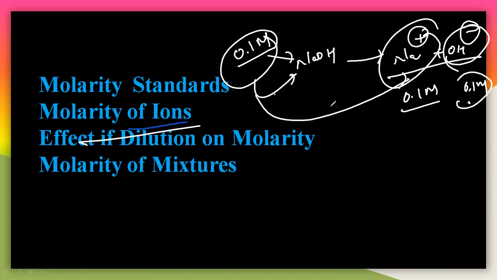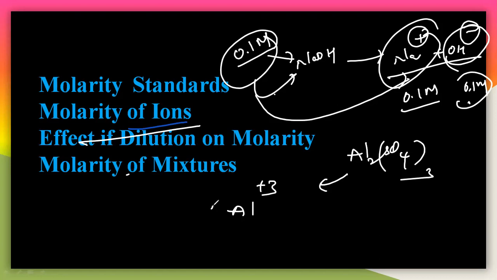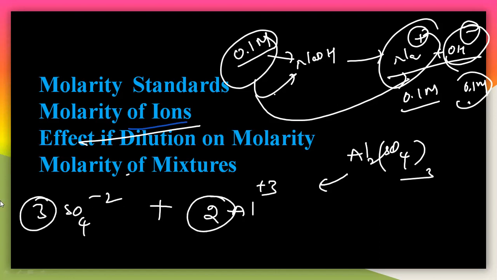But it is unimolecular here. If it is a bimolecule, let us take the bipositive ion. Let us take a simple example, aluminum sulfate, Al2(SO4)3. You know how it dissociates: Al plus 3, 2 moles are there, and the remaining one, SO4 minus 2, 3 moles are there. So we can see the molarity of ions here. Let us take this aluminum sulfate.